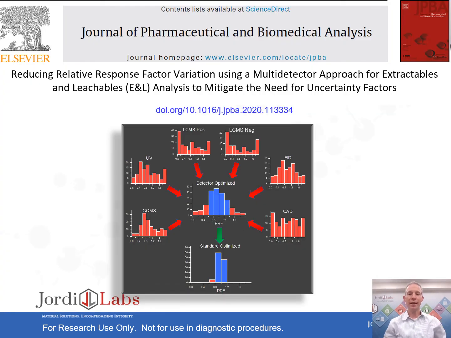Finally, if you enjoyed today's talk, I just want to refer you to our publication, which came out earlier this year, entitled Reducing Relative Response Factor Variation Using a Multidetector Approach for Extractables and Leachables Analysis to Mitigate the Need for Uncertainty Factors. You can find this in the Journal of Pharmaceutical and Biomedical Analysis.